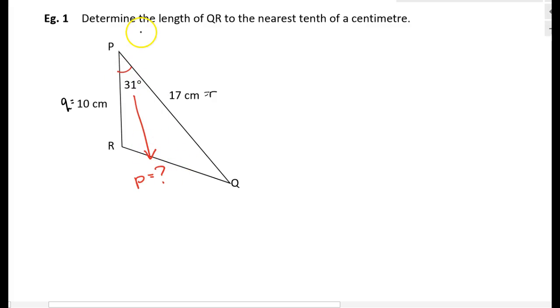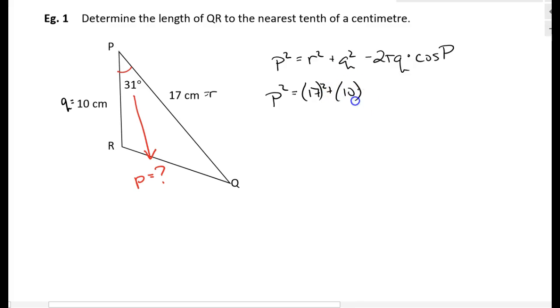Opposites are opposite in the equation, so I'm going to have p squared equals r squared plus q squared minus 2rq times cos of angle p. Now we can plug and chug. So p squared equals 17 squared plus 10 squared minus 2 times 17 times 10 multiplied by the cosine of 31 degrees.